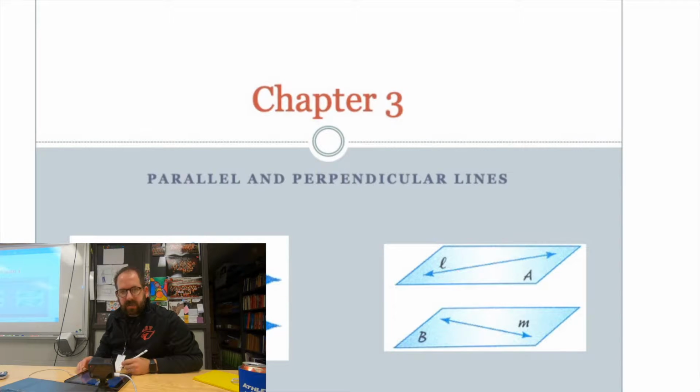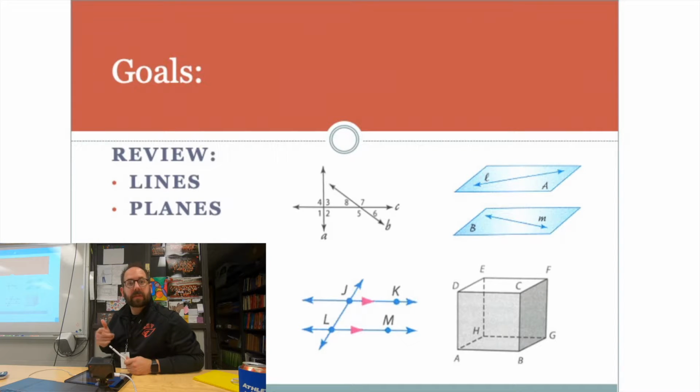Today we're going to be talking about Section 3.1. We're going to talk about some vocab terms, and we're going to go through some of the intro words for this unit. So let's do a quick recap of what we talked about yesterday. We talked about lines and planes yesterday. We talked about the definition of them.